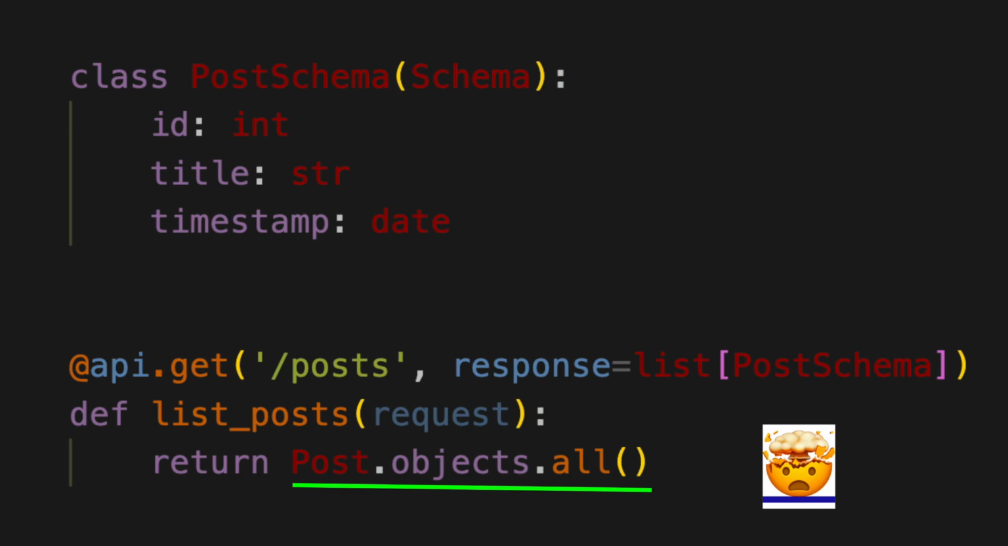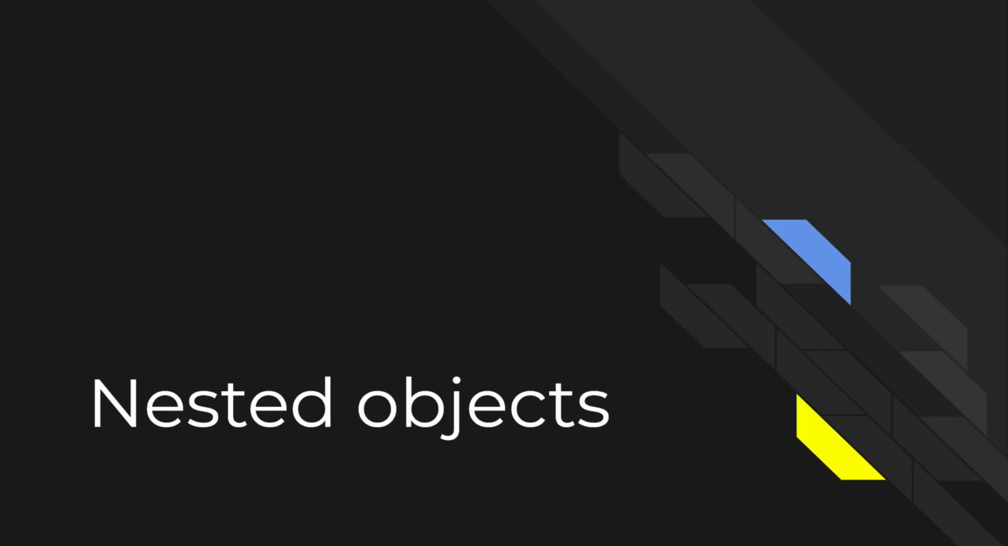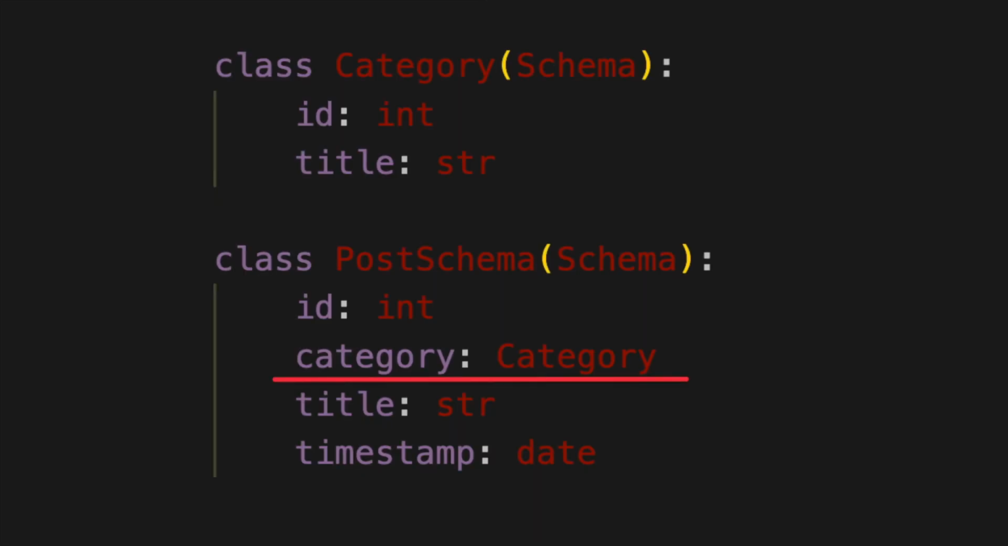And it is also easy to work with nested objects. So if, let's say, our blog post has a foreign key to some category model, all we need to do is define a category schema and just use the category annotation. And it will be automatically queried from the database and serialized.